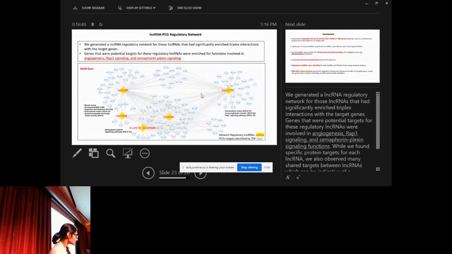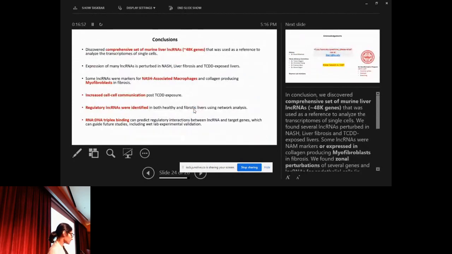And what we see here is that we found a lot of specific targets for each lncRNA, but then there are also shared targets between these lncRNAs, which essentially suggests a regulatory crosstalk. So in conclusion, we discovered a comprehensive set of mouse liver lncRNAs that was used as a reference for the analysis of the transcriptome of single cells, and many of these lncRNAs were expressed in disease conditions such as NASH, fibrosis, and TCDD-exposed livers.